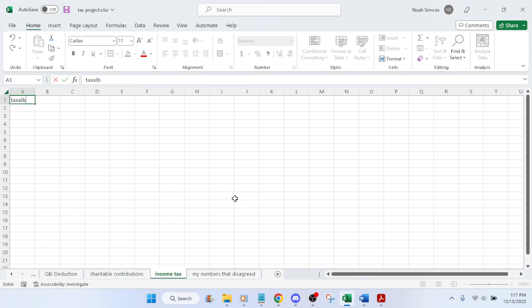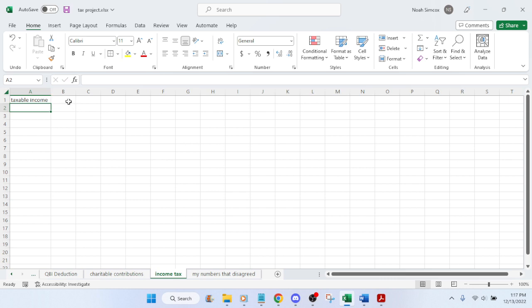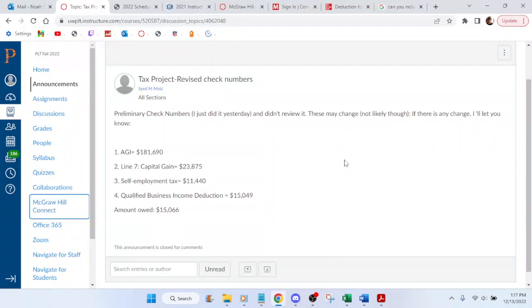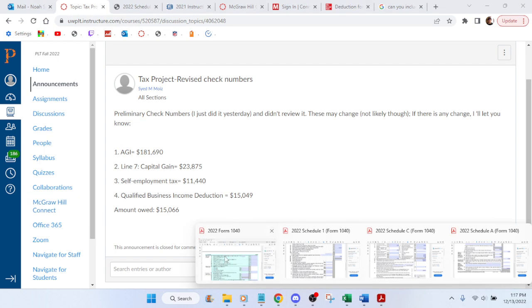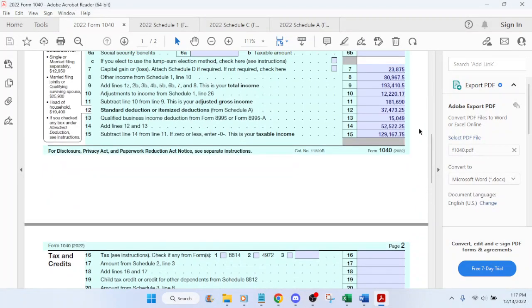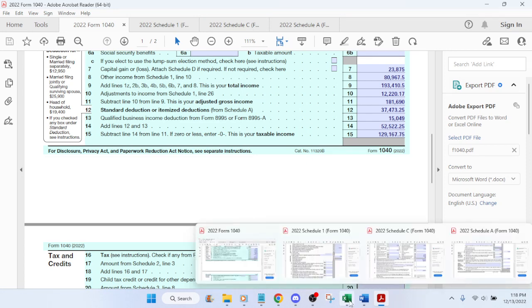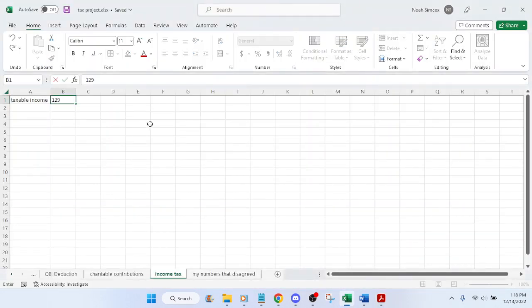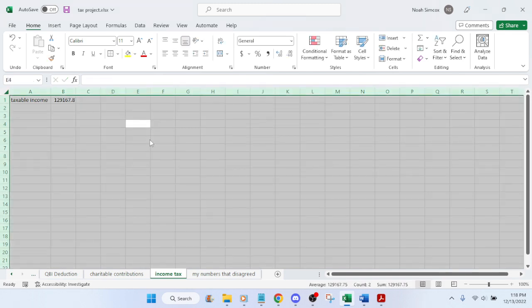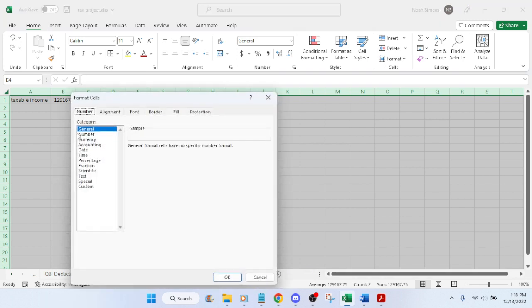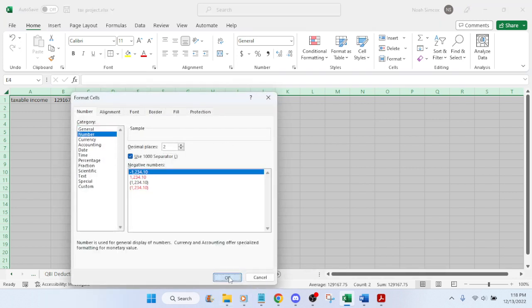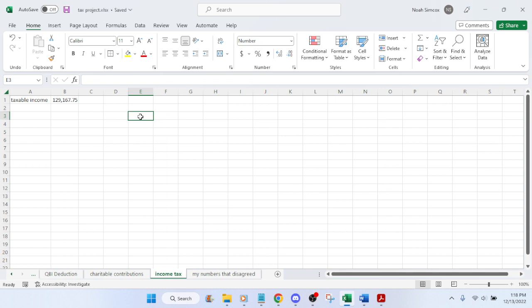Taxable income. So where's taxable income? I calculated taxable income to be this number, but it's on my calculator here, so I can just cut it from there. That's one. So we have 129,167.75. Control A, format cells, number, use thousands. Okay, so taxable income is this.